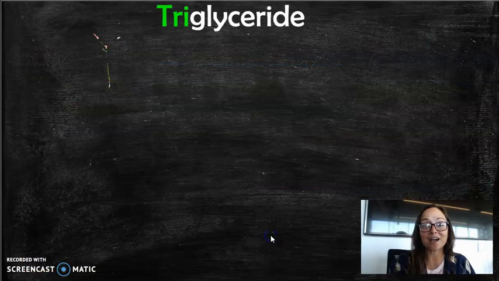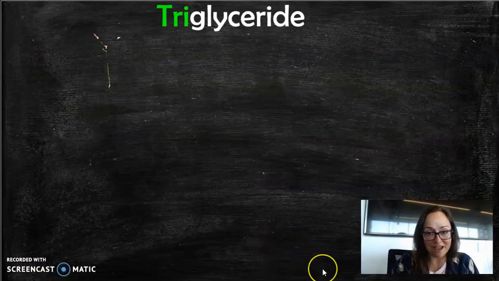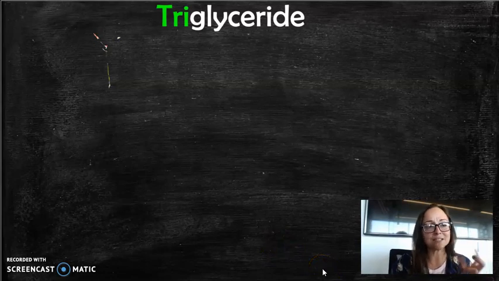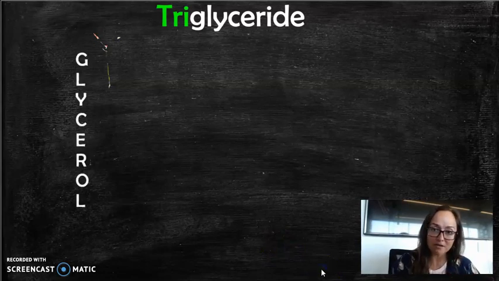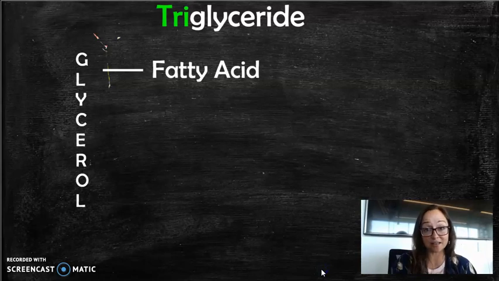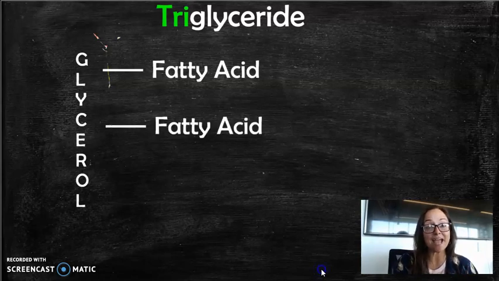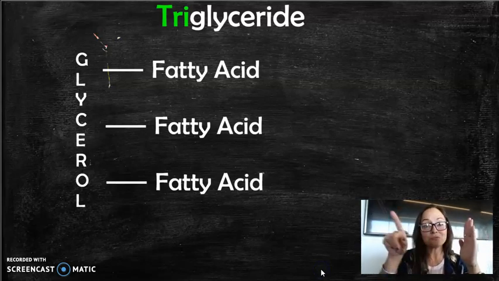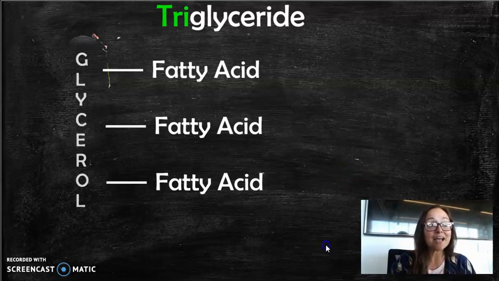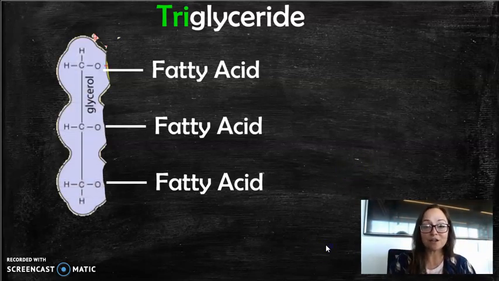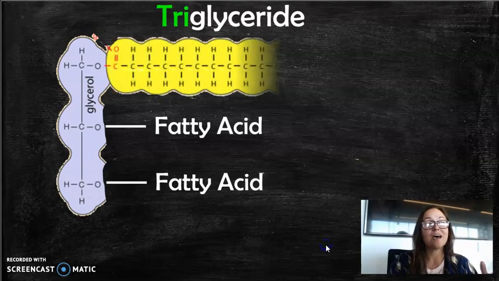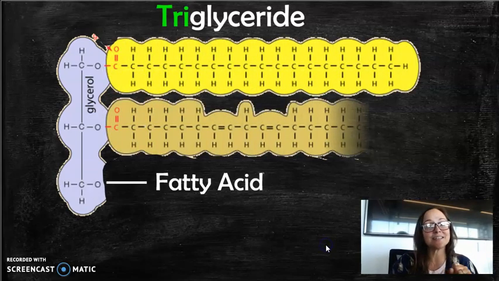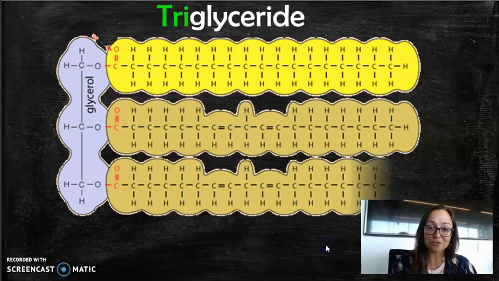So let's go ahead and talk about a triglyceride in a bit more detail. A triglyceride has two kinds of building blocks. We have the glycerol, and then attached to that glycerol, we have some fatty acids. And the tri stands for 3, so here we have 1 glycerol and 3 fatty acids attached. So here is the molecular structure. You have your glycerol, fatty acid number 1, fatty acid number 2, and fatty acid number 3.